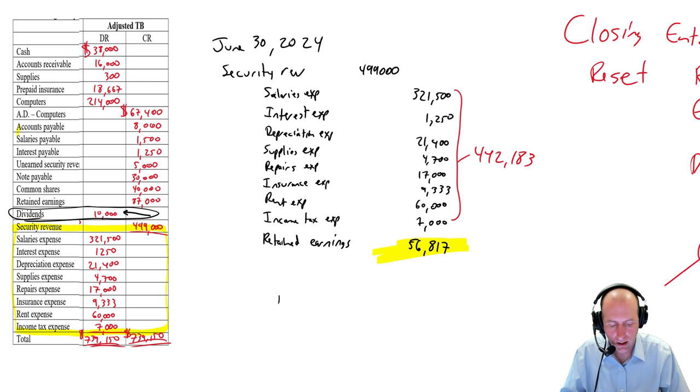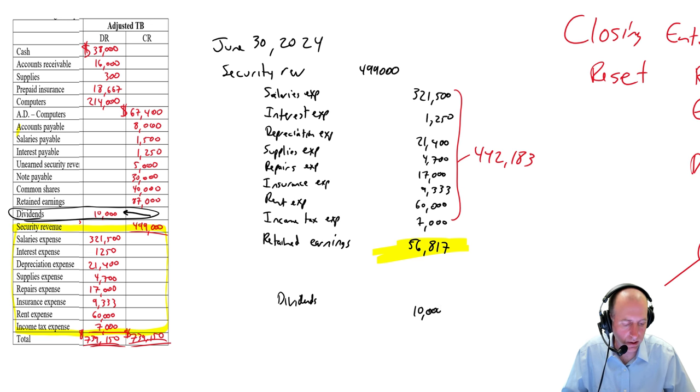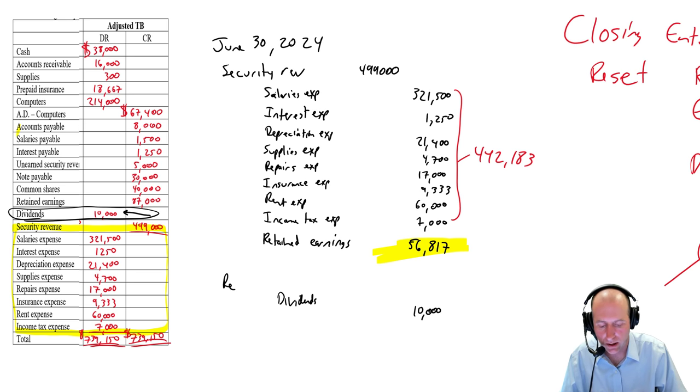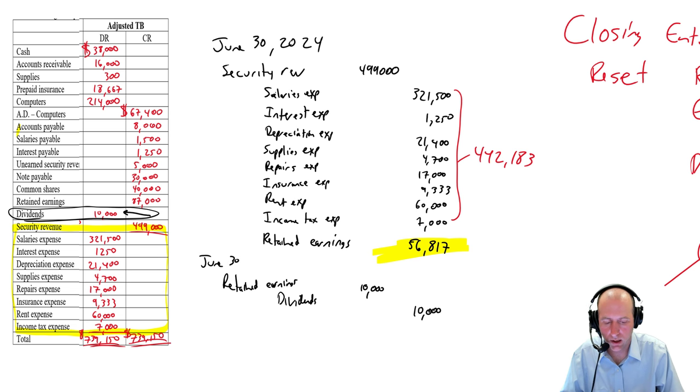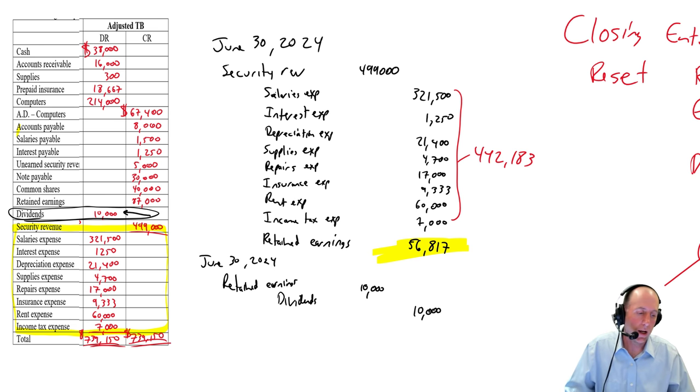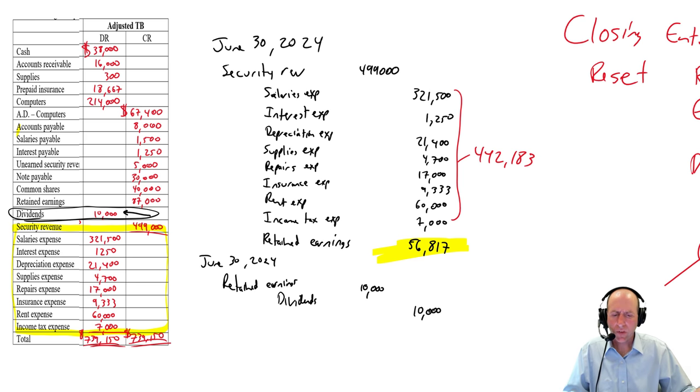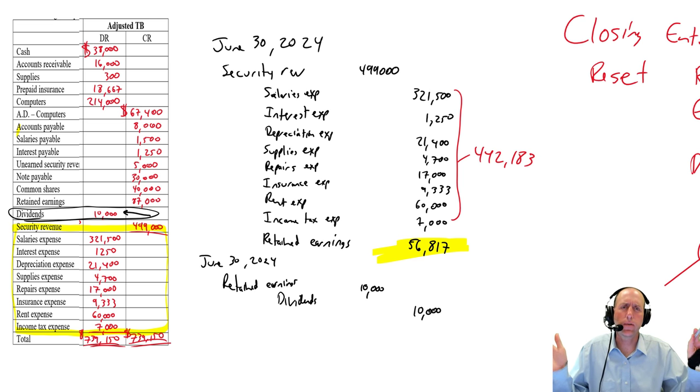So I've got to credit dividends $10,000 to make them go to zero. And in this case, we'll debit our retained earnings to sort of balance that out, $10,000. And there we have our closing entries. Date that one as well. Those are our closing entries. So that's it. We've answered the question.